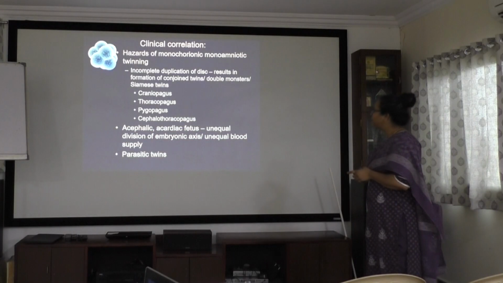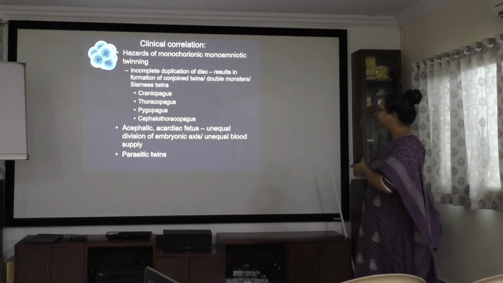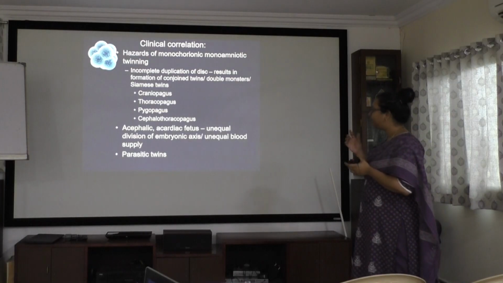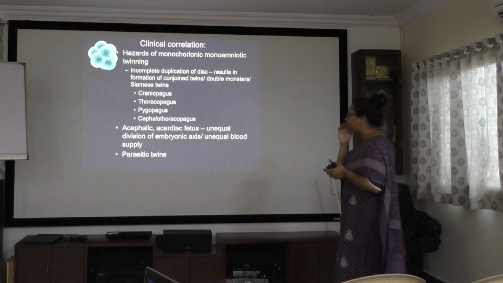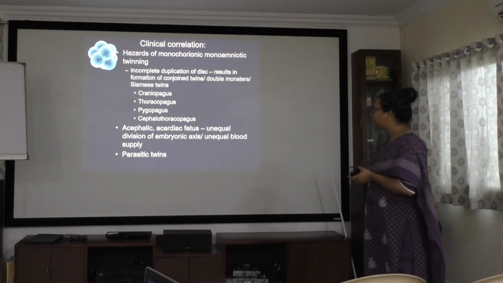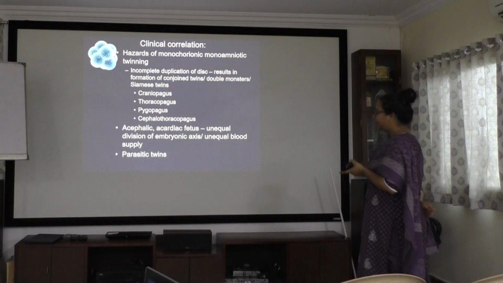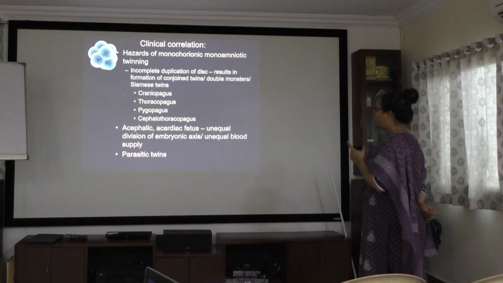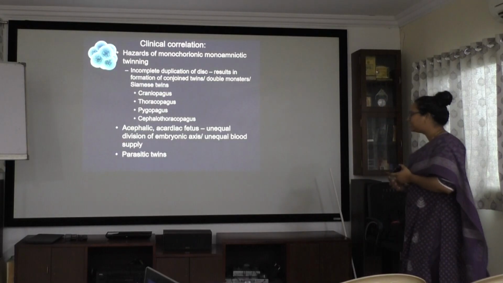Hazards of monochorionic, monoamniotic twinning: if incomplete duplication of the disc occurs, this results in conjoined twins. Depending upon the place of attachment, they are divided into types of conjoined twins: craniopagus, thoracopagus, pygopagus and cephalothoracopagus. Sometimes there will be acephalic or acardiac fetuses in monochorionic monozygotic twins due to unequal blood supply or unequal division of the embryonic sac.